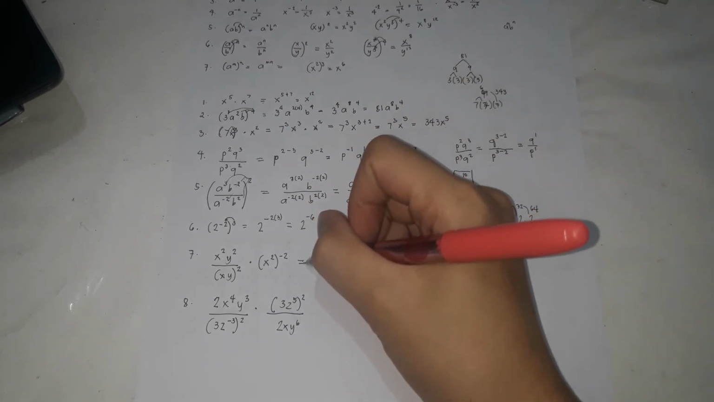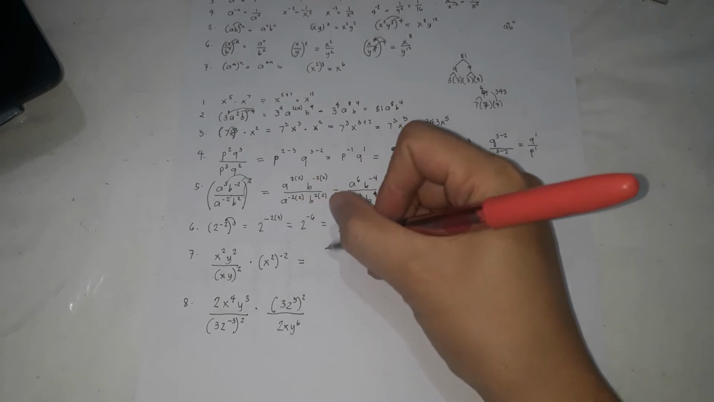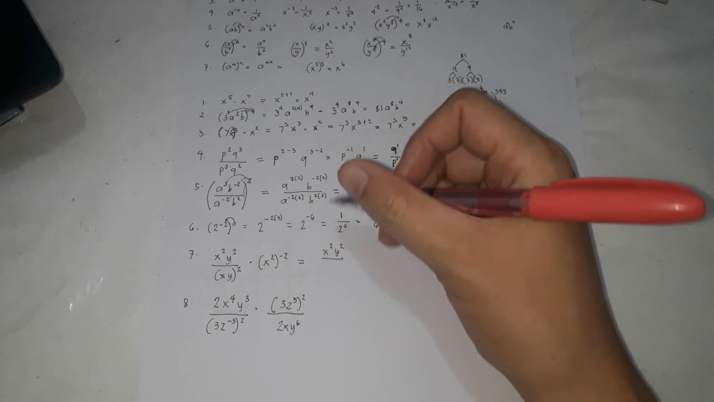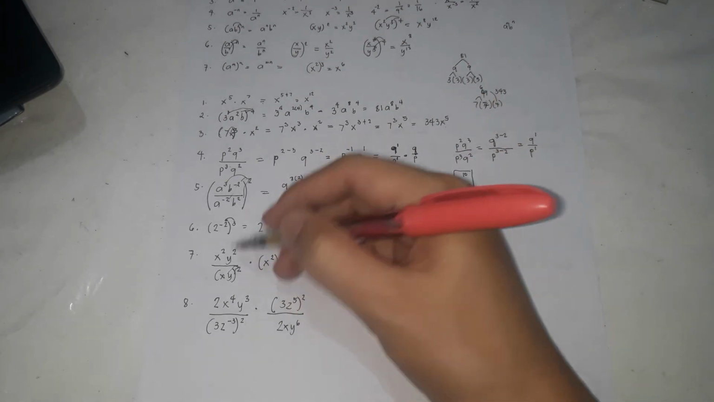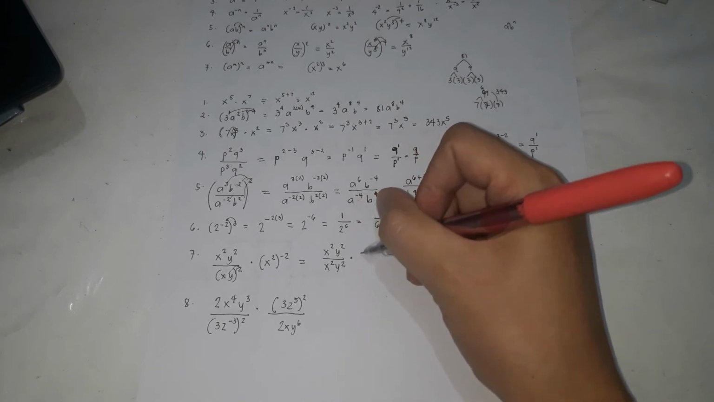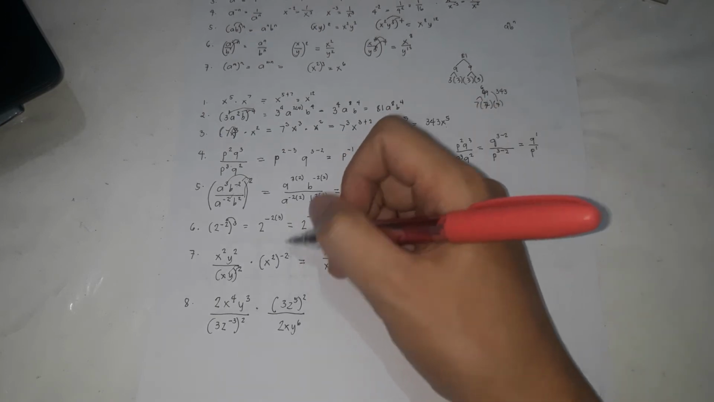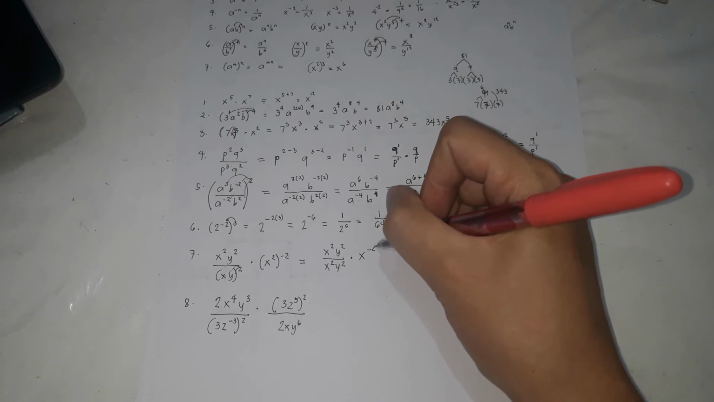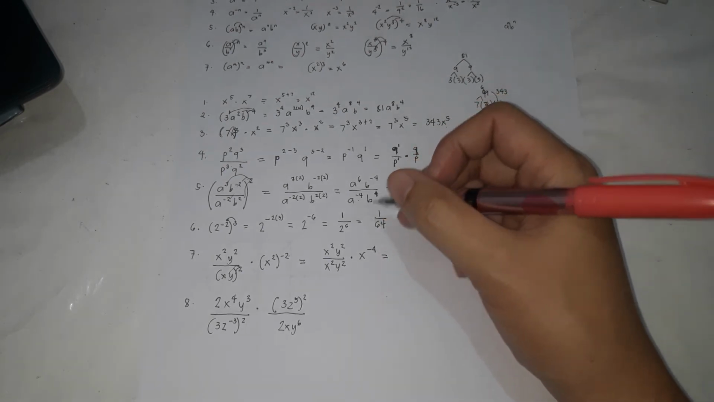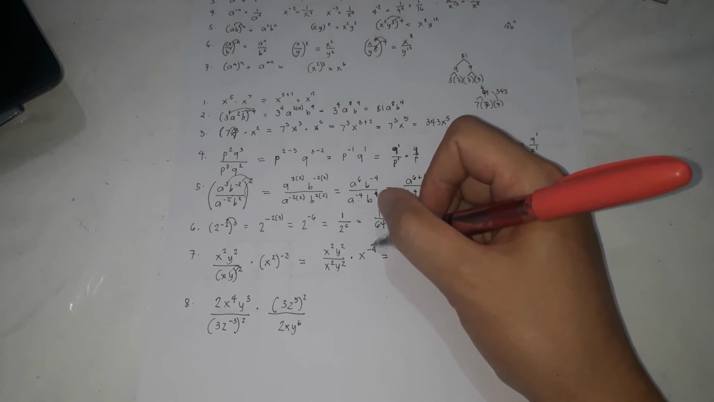Next, number 7. Unahin mo muna yung parentheses. So, x squared, kopyahin mo yung nasa taas, over, distribute mo yan, x squared, y squared, times x to the 2 times negative 2 is negative 4. So, next, multiply mo muna ito siya sa taas.